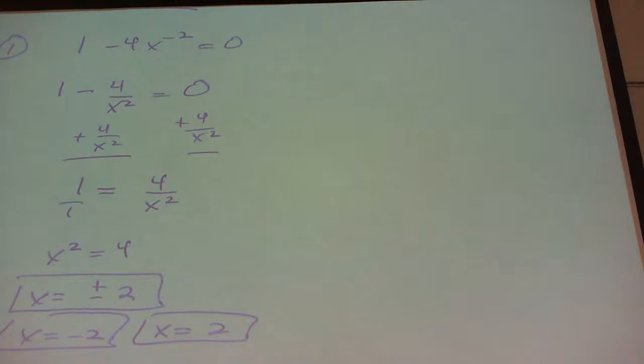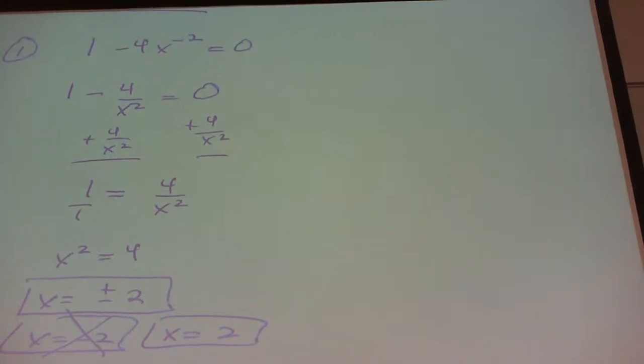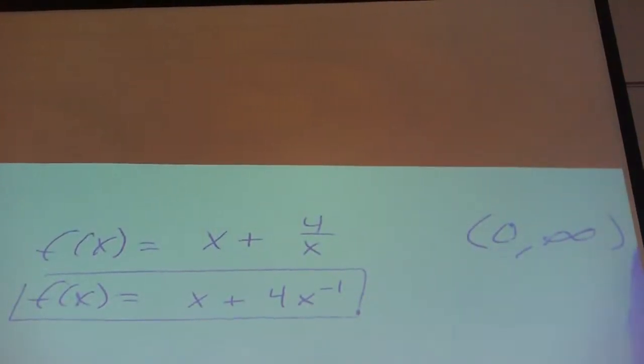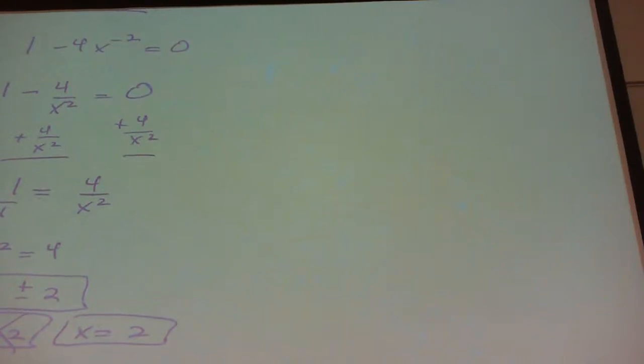Let me remind you something. What did the domain say? The domain says the only thing that exists is 0 to infinity. So are both of those answers possible? Which one can I get rid of? Not because I didn't get it as an answer, because the domain says 0 to infinity. It only exists from 0 to infinity. Negative 2 doesn't fit in the domain. I only have one answer so far, which is 2. Are we okay? So that domain means those are the only answers I'm looking for. Good so far?